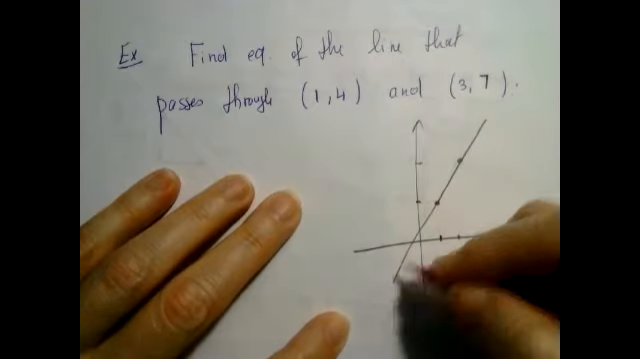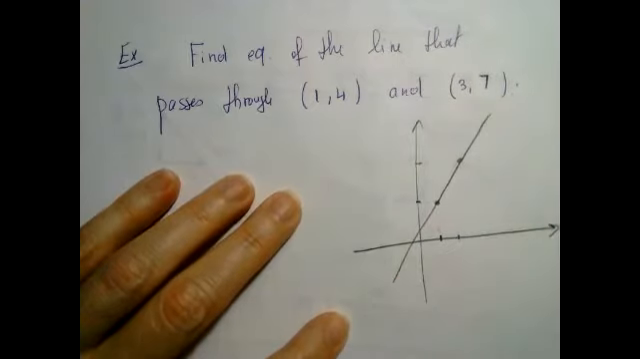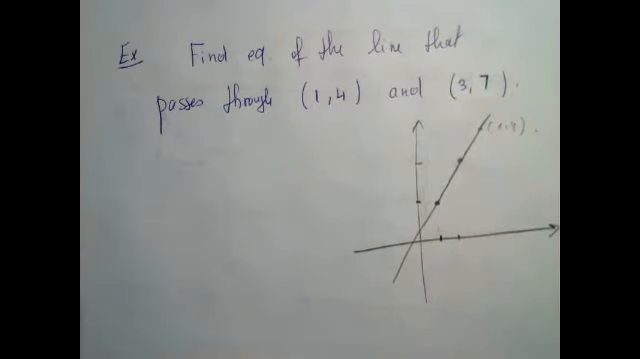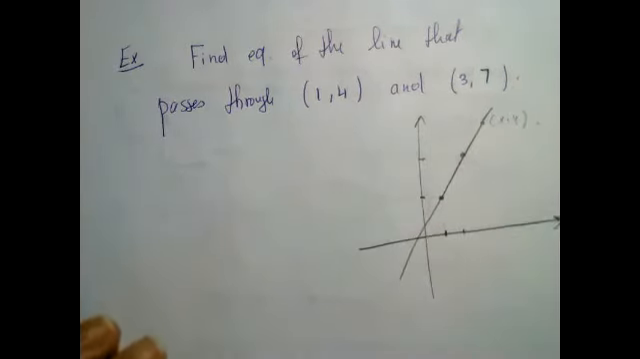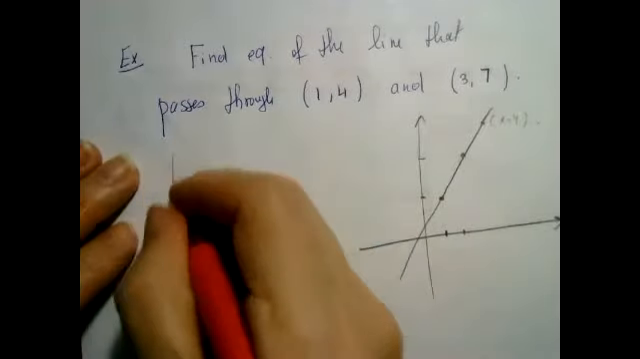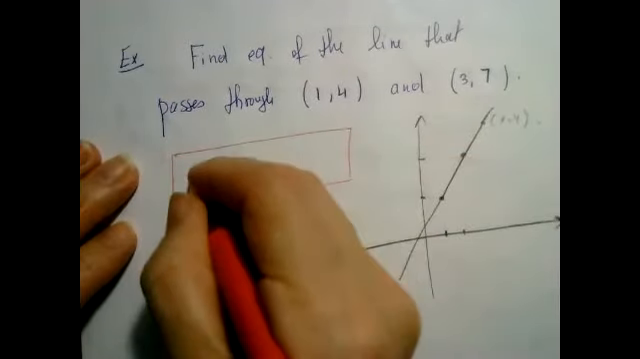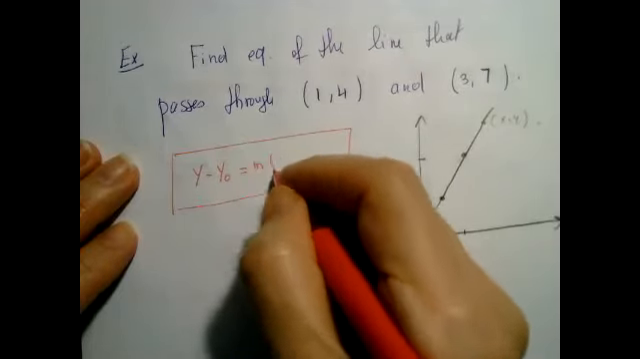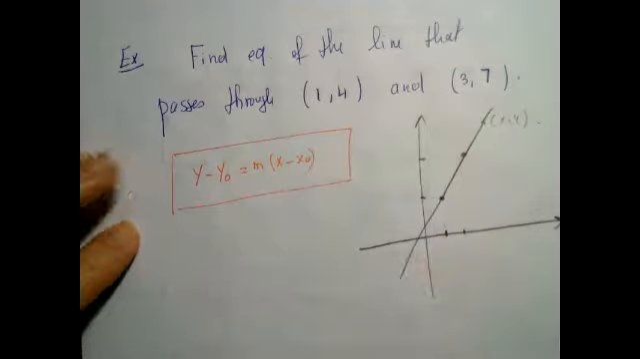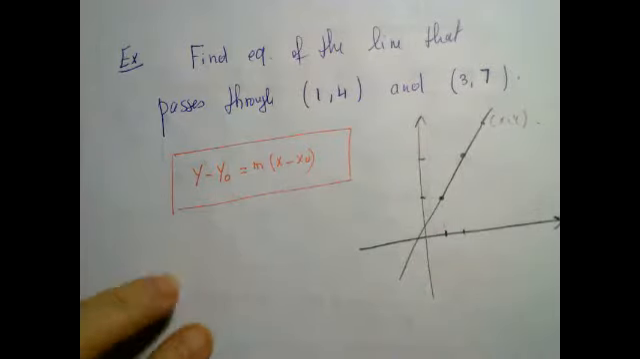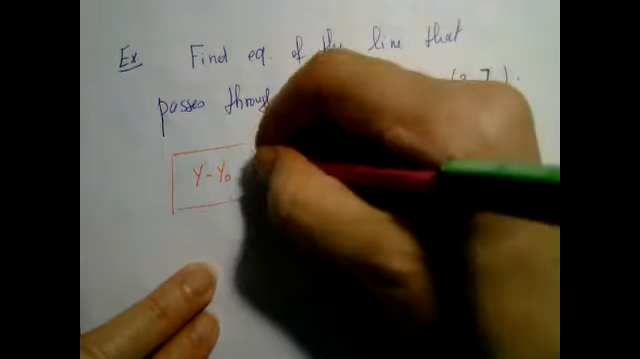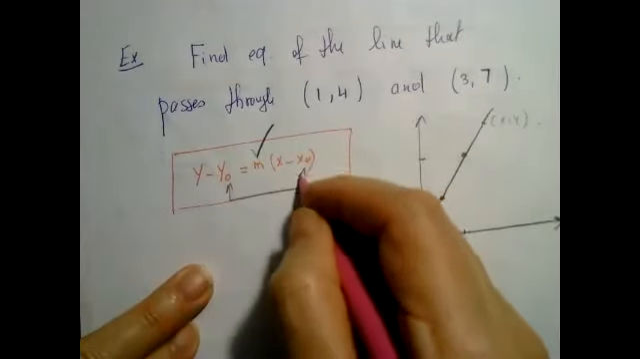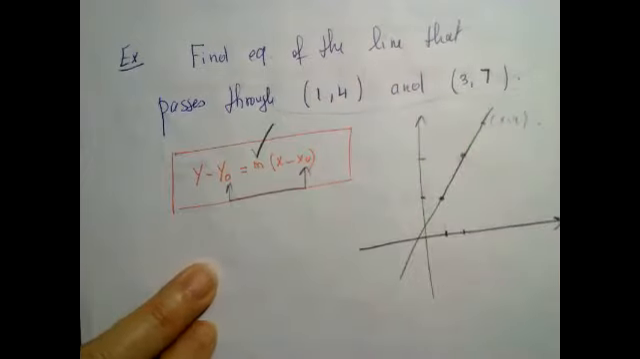Another question is: find the equation. It means find the relationship between any two points. And I want you to use the point-slope form. The point-slope form tells me the following: if (x0, y0) is any point on the line, that's the form. To be able to use the point-slope form, I need the slope first, and then I need a point on the line. But here I gave you two, more than one.